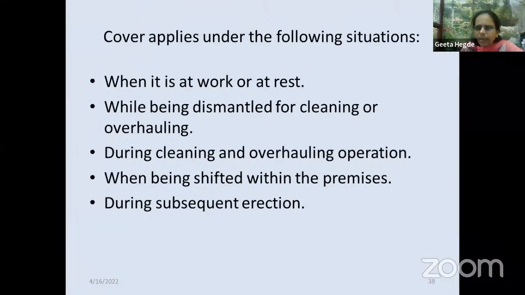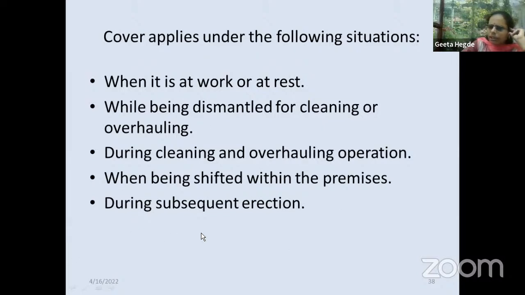Cover will apply whether the machine is at work or at rest, whether it is being dismantled for cleaning or overhauling. Though it is said that it is covered while being dismantled for cleaning or overhauling, a policy only for this period should not be taken, because a policy is taken for a year and in between the policy period there could be some cleaning or overhauling. But the cover should not start only for the overhauling period. During this operation also it's covered.